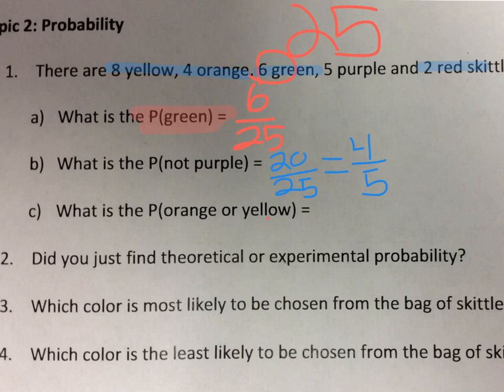Okay, so the last one. The probability of orange or yellow. So that means getting orange and yellow together. The word or means I'm adding. So 8 plus 4 gives me how much? 12 out of 25. Now again, the only number that goes into 25 evenly is 5, and that doesn't go into 12, so it can't be simplified. So your answer is 12/25.